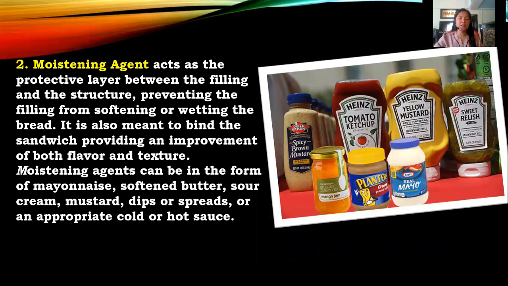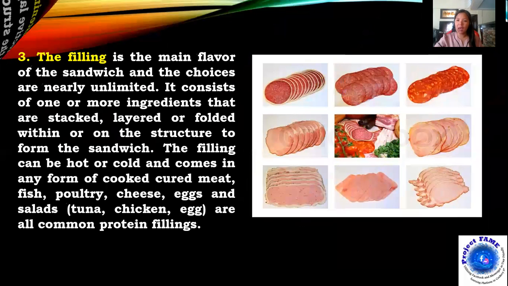The second one is the moistening agent, which acts as the protective layer between the filling and the structure, preventing the filling from softening or wetting the bread. It is also meant to bind the sandwich, providing an improvement of both flavor and texture. Moistening agents can be in the form of mayonnaise, softened butter, sour cream, mustard, dips or spread, or an appropriate cold or hot sauce. And the last component of our sandwich is the filling.